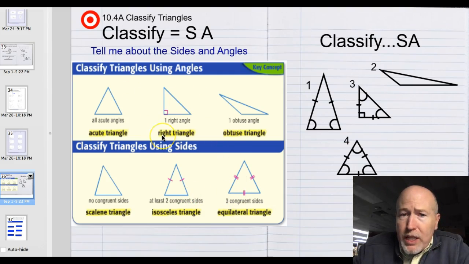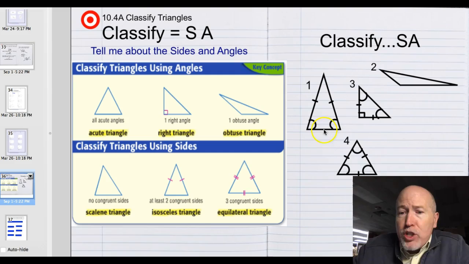You can also look at them and classify them by their angles. You can say that they're acute. This one has 3 acute angles. They're a right triangle. They'll only have one right angle, which is 90 degrees, or an obtuse one. This one here has one obtuse angle, so that's called an obtuse triangle. All right? This one happens to be an obtuse scalene triangle. You can classify them by both their sides and their angles.